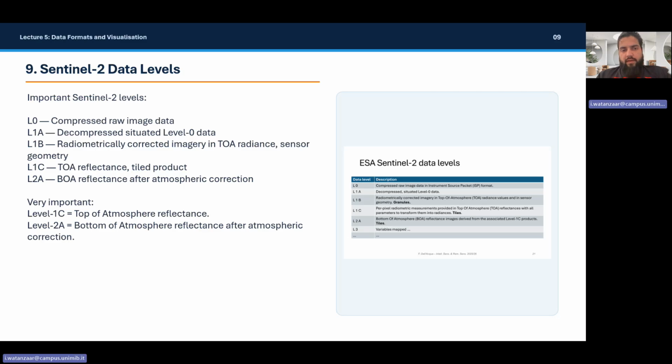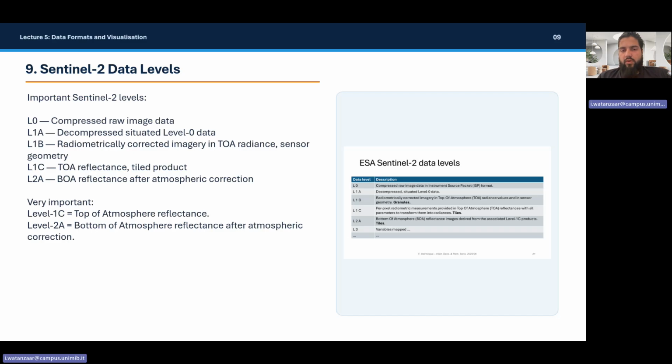So the level 1 is exactly the compressed raw image data. This is compressed, whatever is collected by the sensor from the electromagnetic waves bouncing back. In the level 1A, it is decompressed, saturated level 1 data. Now we are decompressing the data in the level 1A, which is actually coming from the level 0. Then in the level 1B, radiometrically corrected imagery in the top of atmosphere radiance, sensor geometry.